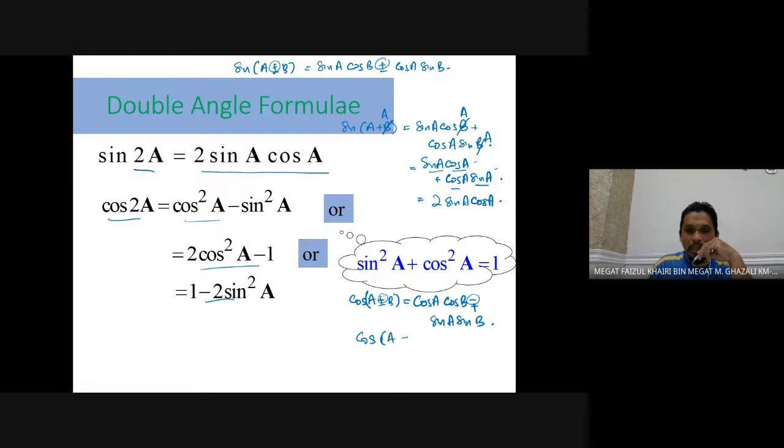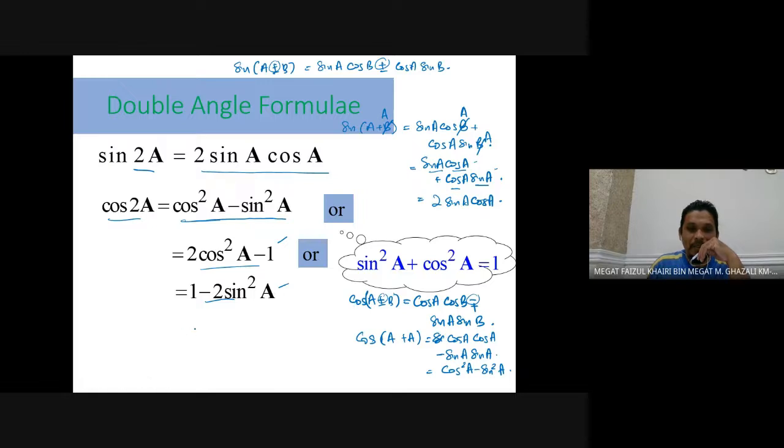Cos A plus A equal to cos A cos A minus sine A sine A. So cos square A minus sine square A. So we get the first one, cos square A minus sine square A. Okay, and then how do we get these two?